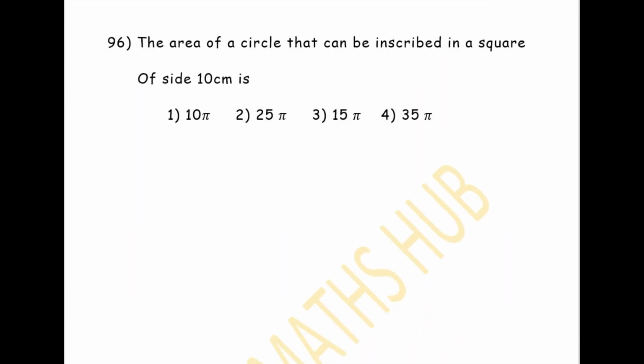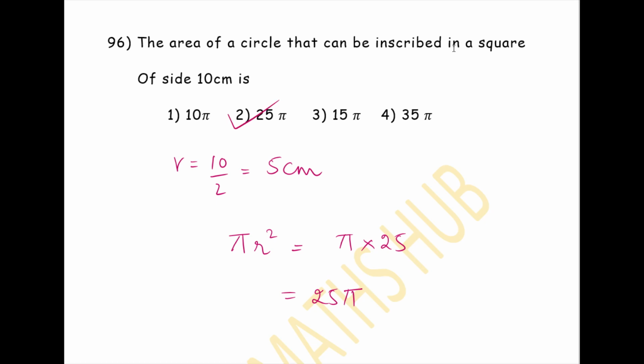Now moving to question number 96. The area of a circle that can be inscribed in a square of side 10 cm is, therefore side equals 10 cm, radius equals what? 10 by 2, which is equal to 5 cm. What is the area of the circle? Area of circle is pi r square. Pi as it is, r square is 5 square, that is 25. We get 25 pi square units. Therefore, the correct answer is option 2, 25 pi.